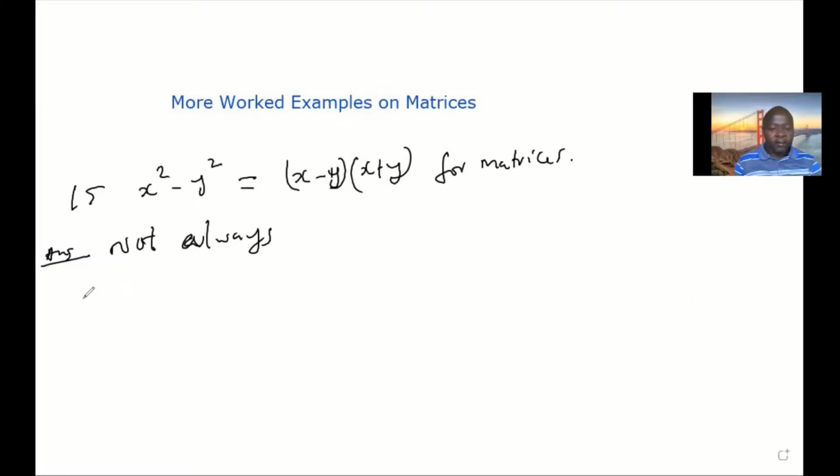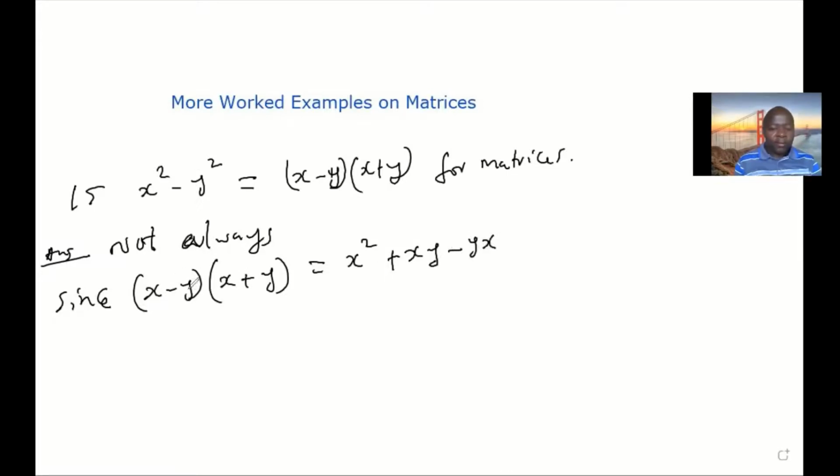Let's see. What is my reason? If I were to take x minus y multiplied by x plus y, can I get this for matrices? The first one will give me x squared if I multiply it. The second one will give me xy, and this will give me minus yx, and this will give me minus y squared.